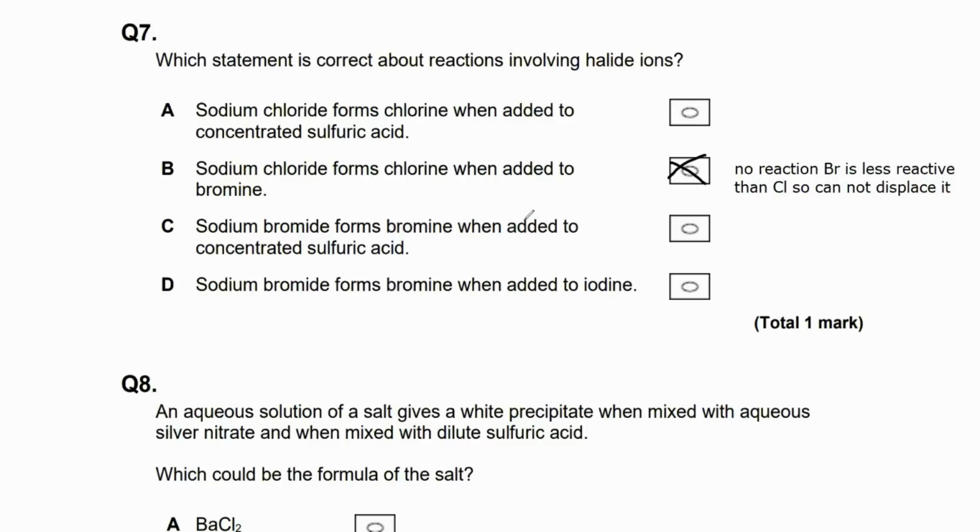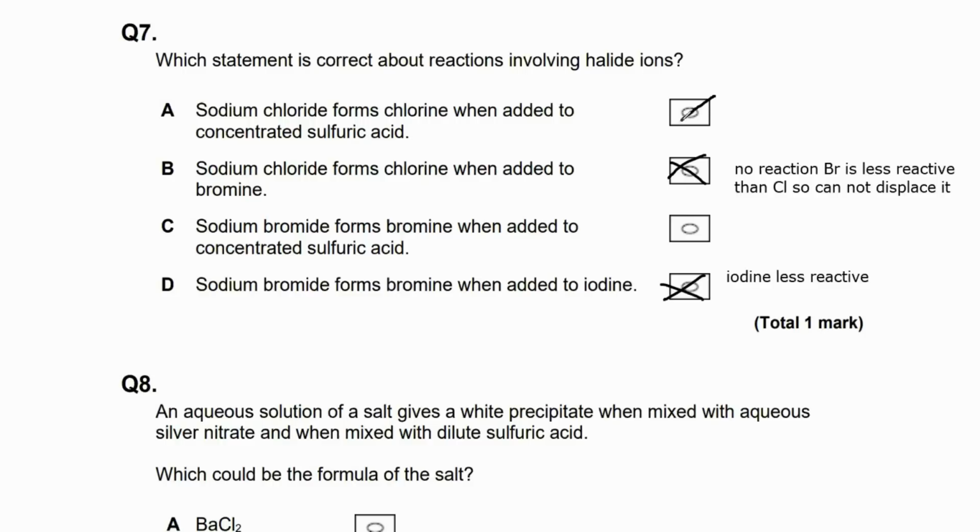And then C, solid sodium bromide forms bromine when added to concentrated sulfuric acid. And then we've got D, solid sodium bromide forms bromine when added to iodine. Well, we know that iodine is less reactive than bromine. There's no way iodine can displace bromine from sodium bromide. So we know that D is incorrect. Now, if we look at C, you have to know your reactions of the halide ions.